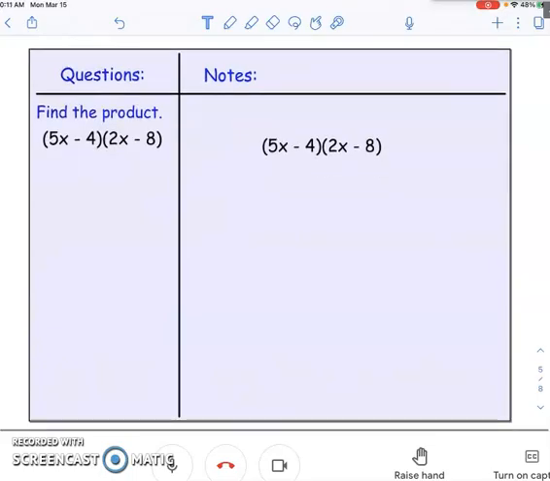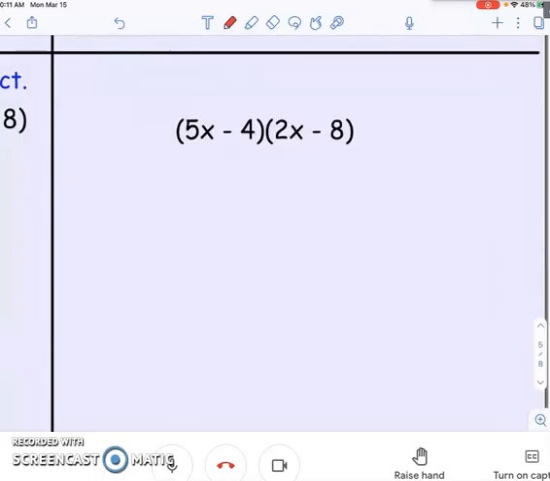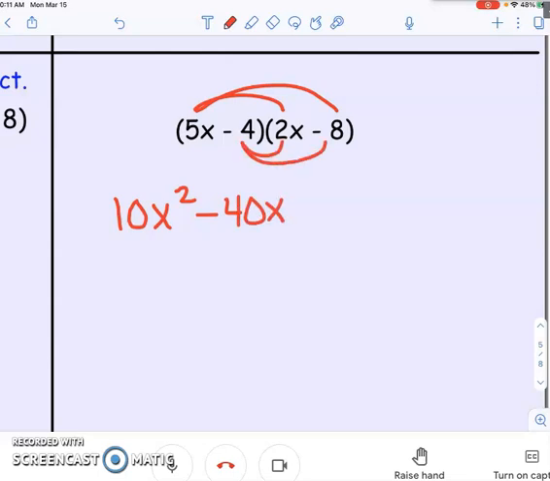All right, next one, same thing. You can use FOIL or the box method. I'm going to go back to FOIL. So 5x times 2x is 10x squared. 5x times -8 is -40x. -4 times 2x is -8x, and -4 times -8 is +32.